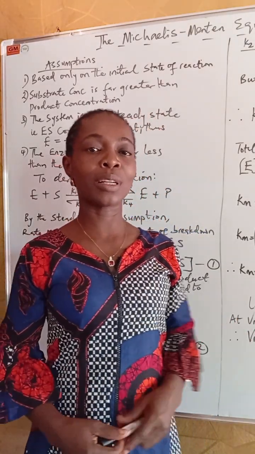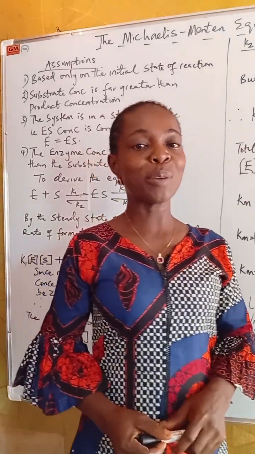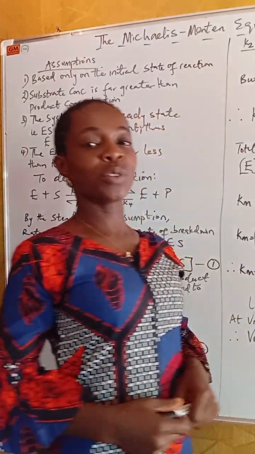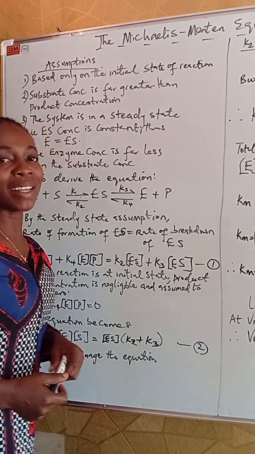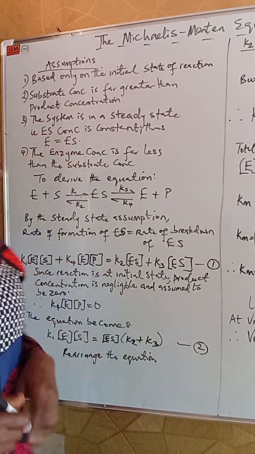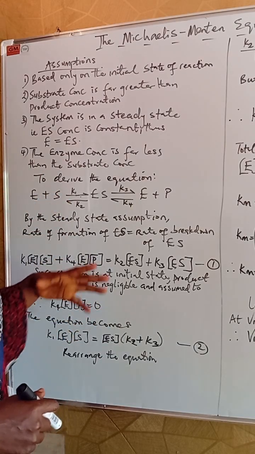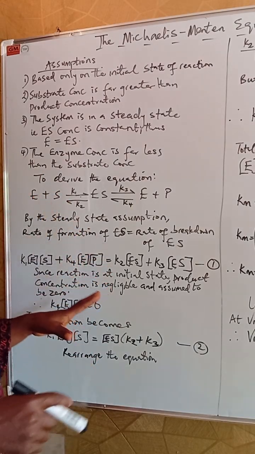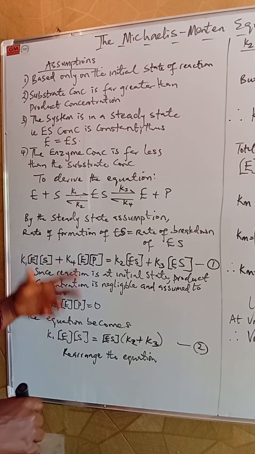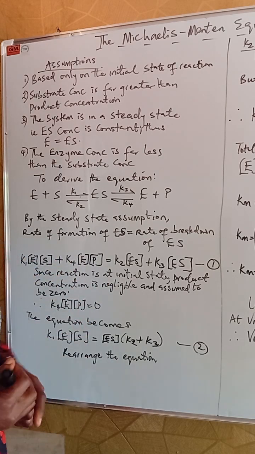Today, to take us forward in our biochemistry tutorials, we should be looking at enzyme kinetics, specifically how to derive the Michaelis-Menten equation. This equation is based on certain assumptions. Number one, we assume that the reaction is in its initial state, where the concentration of product is almost negligible.